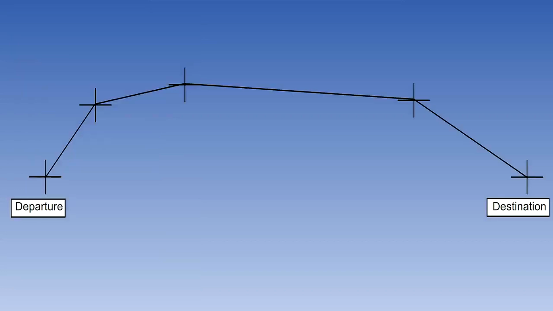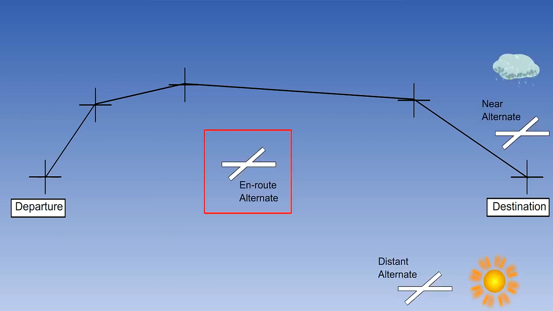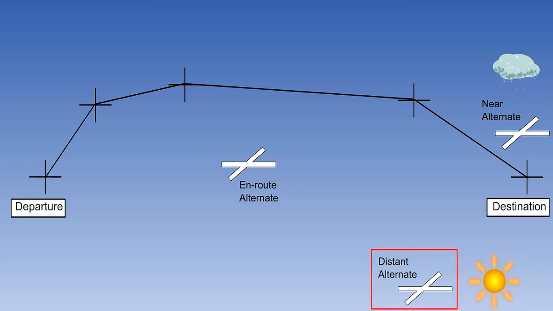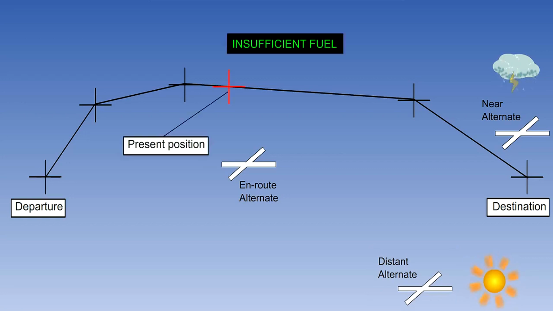Here is a route. We'll say that we don't normally take a more direct path because we have to follow the airways. There is an en route alternate near the destination where the weather is bad, and an alternate further away where the weather is within limits when we take off. This is the one we have to nominate. You are here when you get the insufficient fuel message.